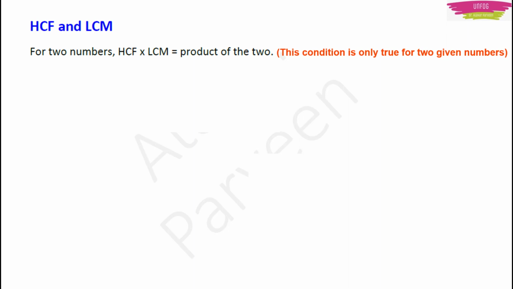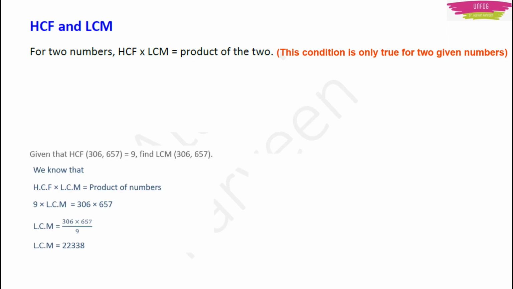For example, if you have a question like this: given HCF of 306 and 657 is equal to 9, find the LCM. The two numbers are 306 and 657. We know that HCF into LCM is equal to the product of the numbers. With this, I can easily find LCM, right? LCM will be equal to the product of the numbers divided by HCF.